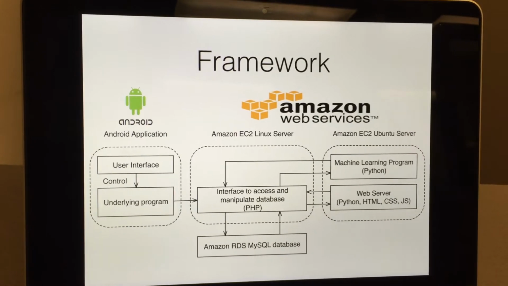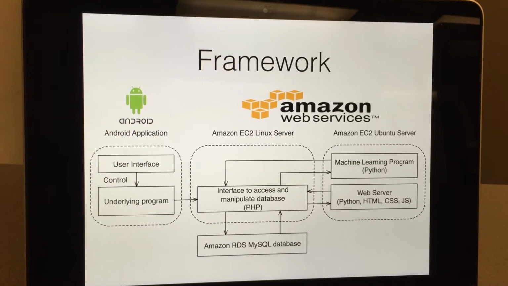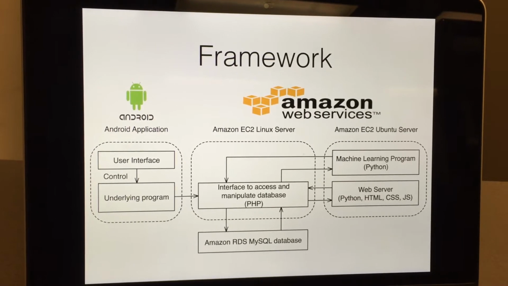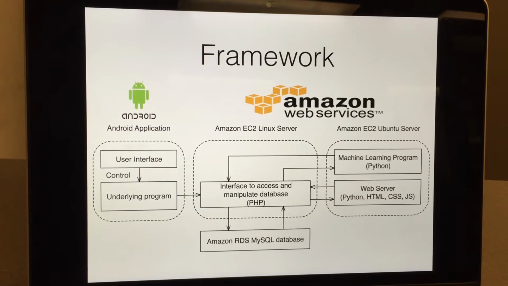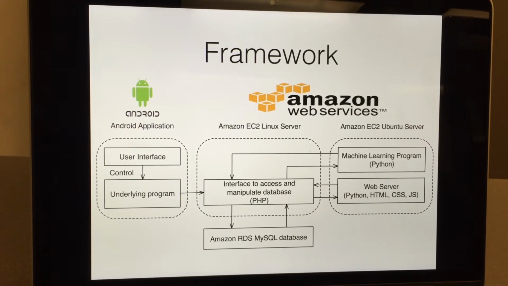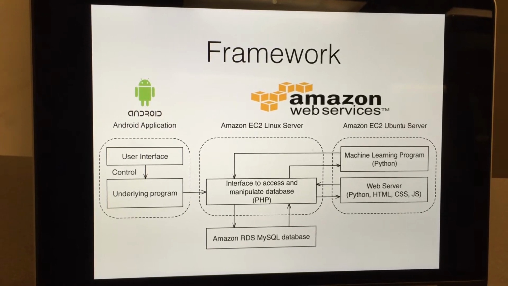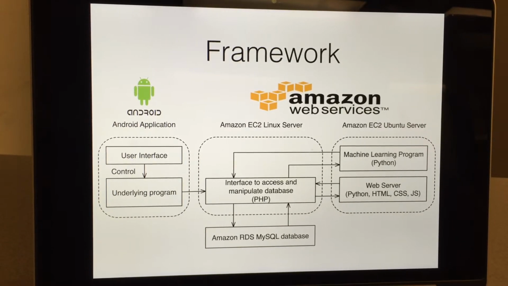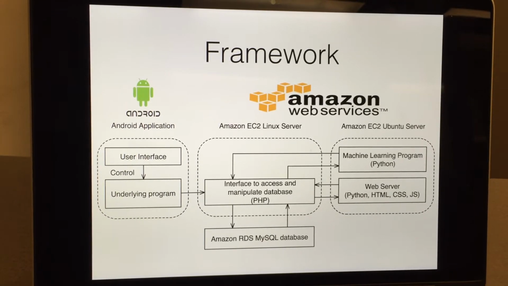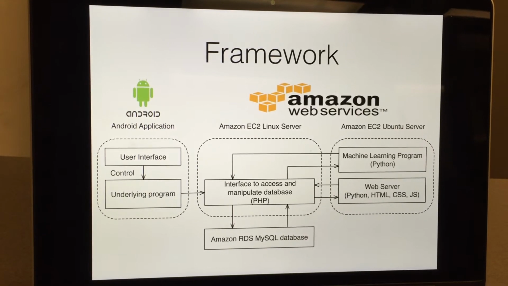So this is our framework. It can be divided into three parts. First part is the Android application. And the second one is the Amazon EC2 Linux server, which stores the PHP script and also includes the MySQL database. And the third part is the Ubuntu server. There we have the machine learning program along with the web server. So yes, this is the basic framework of our project.